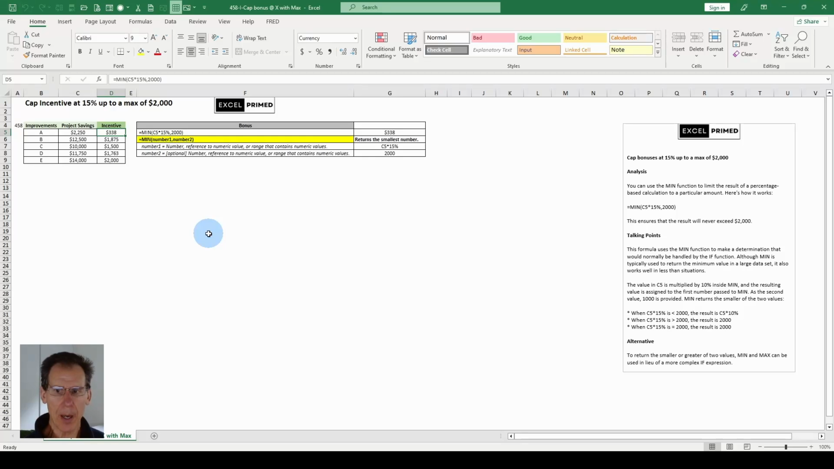Brad Williams, XL Prime. Again, we're going to use the min function, but here it's all about incentives.